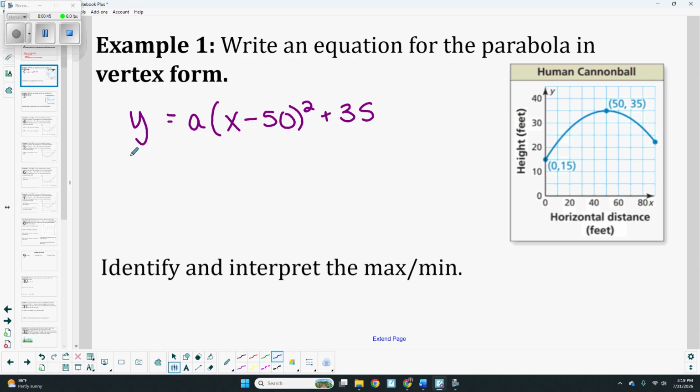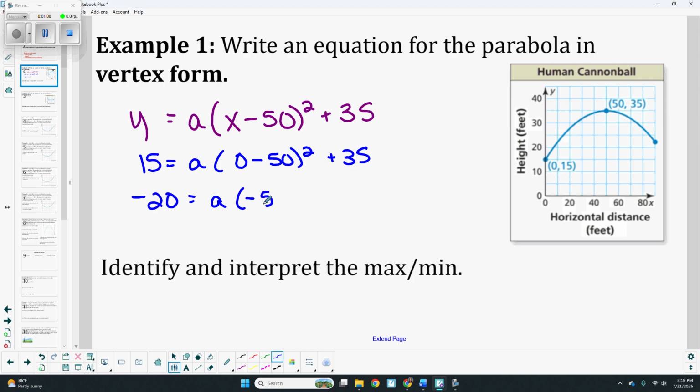So if I were to do that, oops, already did that wrong. We're going to replace the y with 15. We're going to replace the x with 0. So I have 15. I'm going to get rid of this 35 right away. Minus 35 from both sides gives me negative 20. This 0 minus 50 is negative 50. So negative 50 squared is positive 2,500. And I'm going to divide both sides by that 2,500, and that actually reduces: negative 20 over 2,500 is negative 1 over 125.